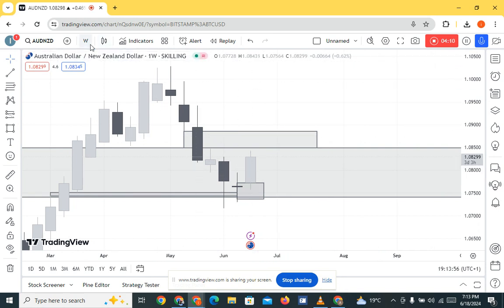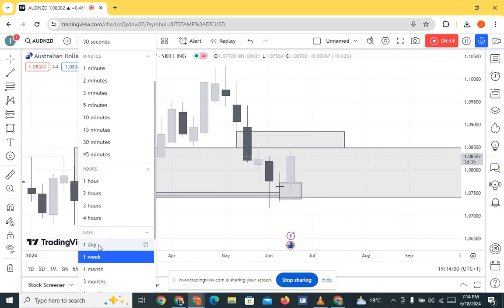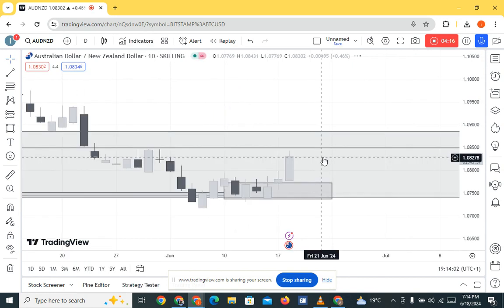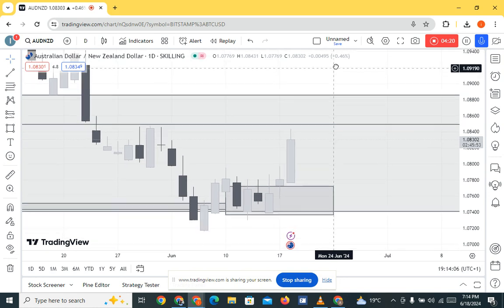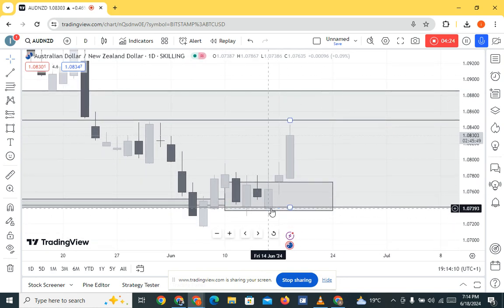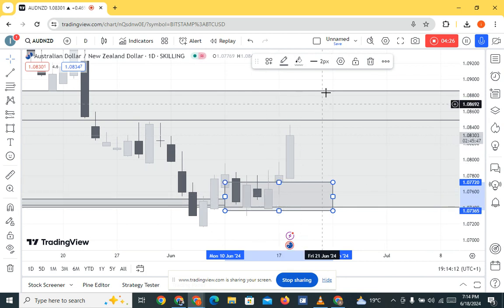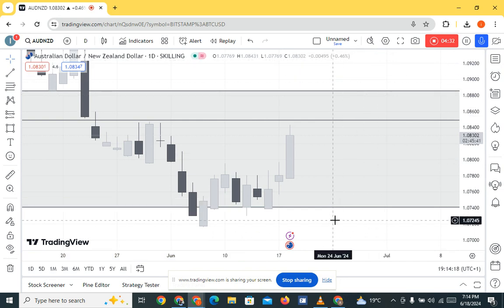What we need to do is go down to the daily to see if we can get any fair value gap continuing higher from there. Right now we are not seeing anything. Let's just delete this fair value gap. Yep, let's delete this one and this one.